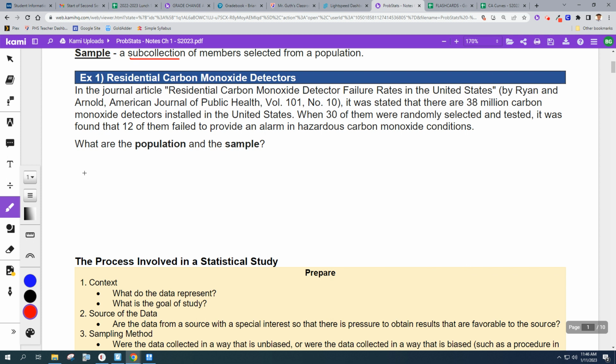Example 1. In the journal article Residential Carbon Monoxide Detector Failure Rates in the US, it was stated that there are 38 million carbon monoxide detectors installed in the US. When 30 of them were randomly selected and tested, it was found that 12 of them failed to provide an alarm in hazardous carbon monoxide conditions. What are the population and sample?